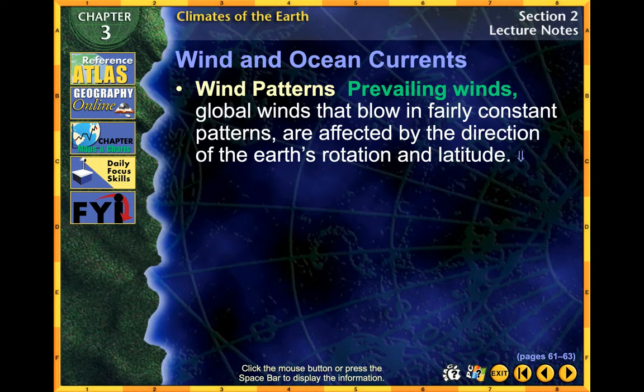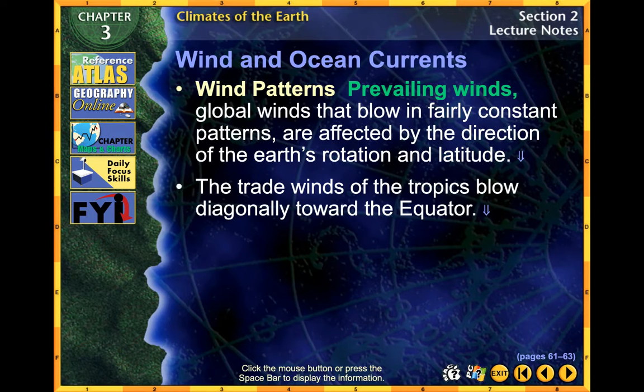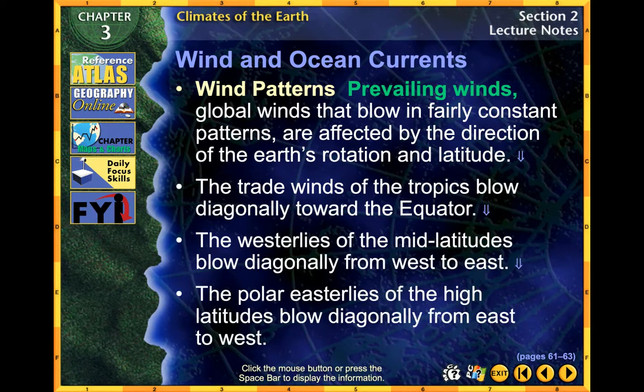Now, the direction of the prevailing winds is determined by latitude and is affected by the Earth's movement. Okay? Because the Earth rotates to the east, the global winds are displaced clockwise in the northern hemisphere and counterclockwise in the southern hemisphere. Okay? And this is a phenomenon known as the Coriolis effect, which causes prevailing winds to blow diagonally rather than along strict north-south or east-west lines. So they're more like going southwest or northeast, if that makes sense.